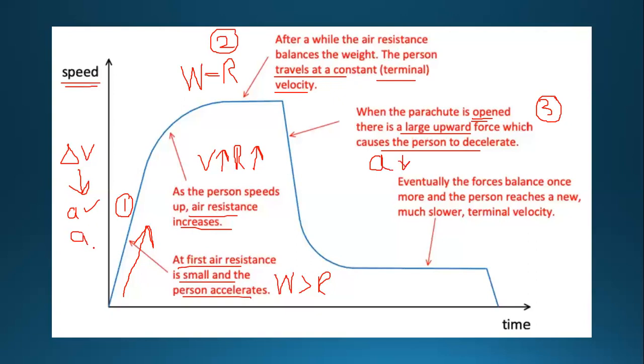यहाँ पे acceleration first case में increase हो रही थी. In the second case, the acceleration was 0, and in the third case, the acceleration is decreasing, which means decelerating due to the opening of the parachute.